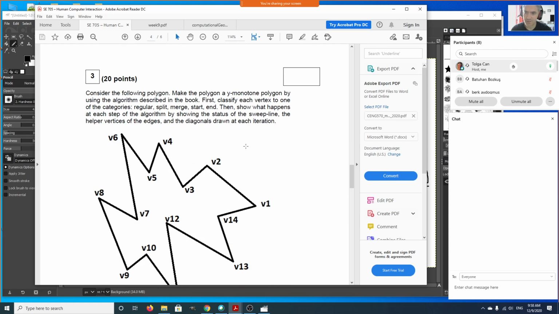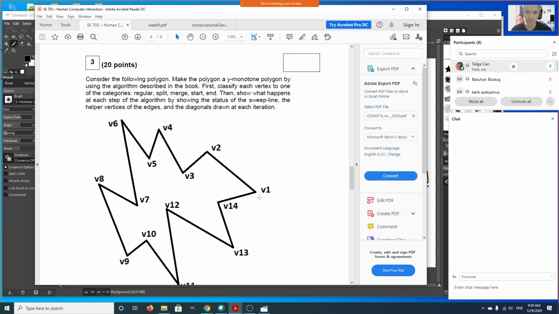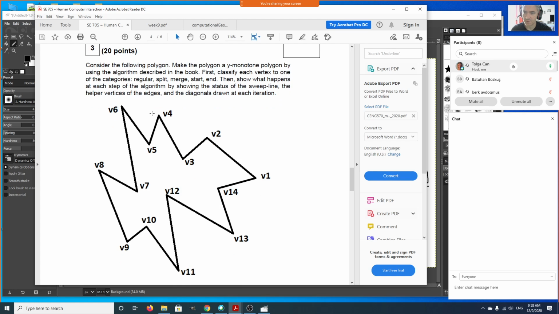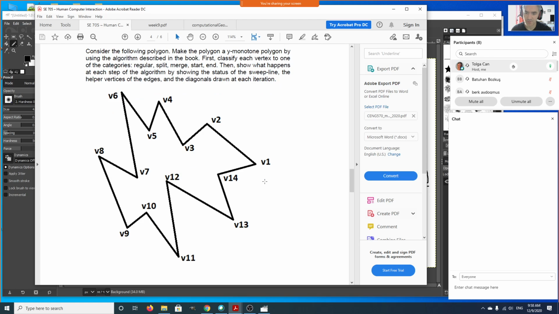And this third question, this is also very straightforward. Everybody got full credit for this also. So I'm going to skip this one. You just apply the algorithm in the book.